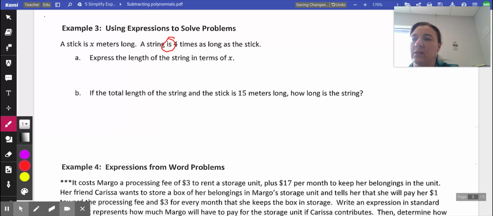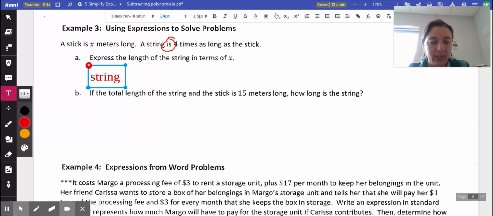String is. Is in math means equals. 4 times, I know what that looks like, 4 times as long as the steak. But the steak is called x. So there it is. And that's what that means. This is what a string is in terms of x. This is what a string is with an x written in it.